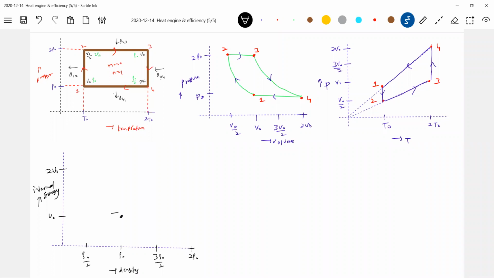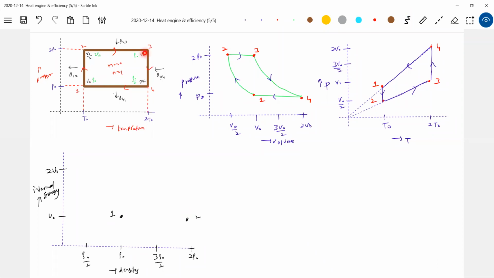You see, even I don't know how the curve looks. First, I'll locate the points. Density is rho naught, T naught means U naught. Come for point 2. Density is 2 rho naught and temperature is T naught only, so it should be U naught only. So density is 2 rho naught, and the point will come here.